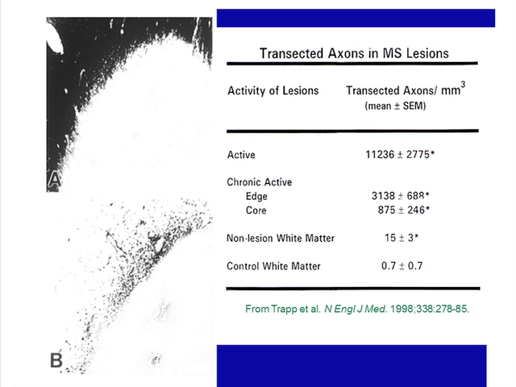If you look at chronic active lesions a little bit older that are growing at their edge, maybe expanding at the edge, you can see there's over 3,000 transected axons per millimeter cubed there. If we look at control white matter, there's less than 1.